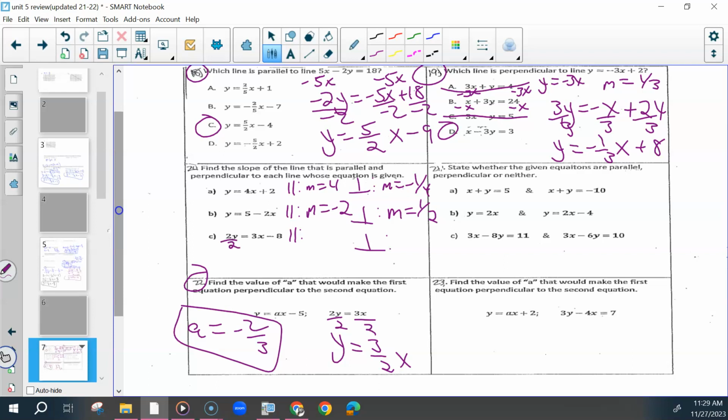Divide everything by 2. And if we were looking for a slope that is parallel, what would that be? 3/2. And if we were looking for something that's perpendicular, what would that be? -2. Any others on this page?